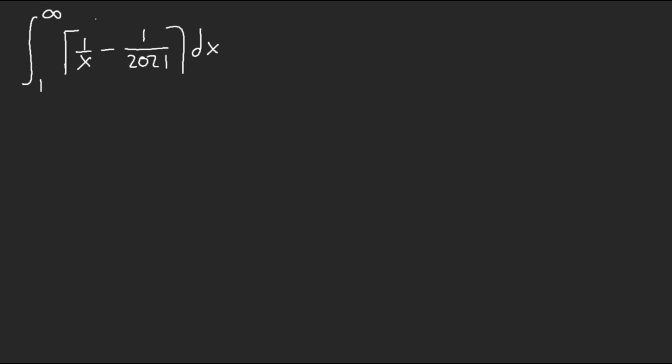First off, we need to take care of this inside here. So what I'm going to do is let u equal 1 over x minus 1 over 2021. Okay? Now, with some manipulation, let's understand that u plus 1 over 2021 is equal to 1 over x. I just want to keep that in mind.